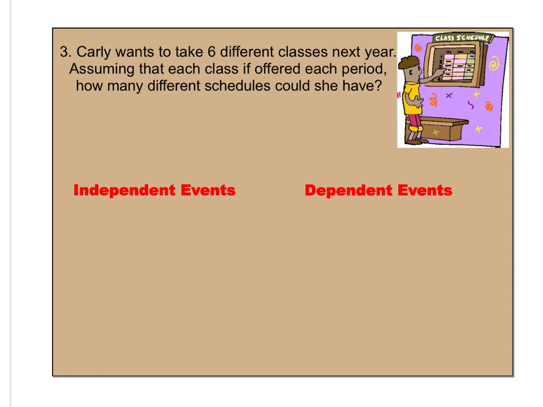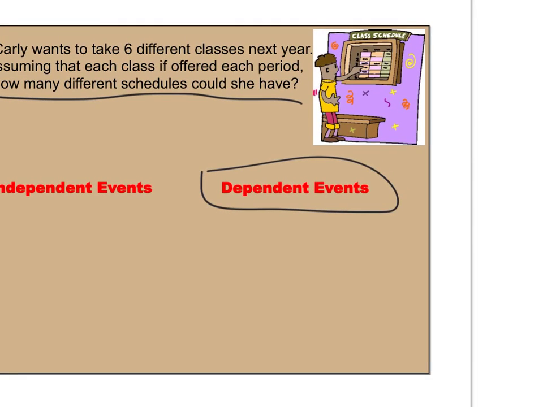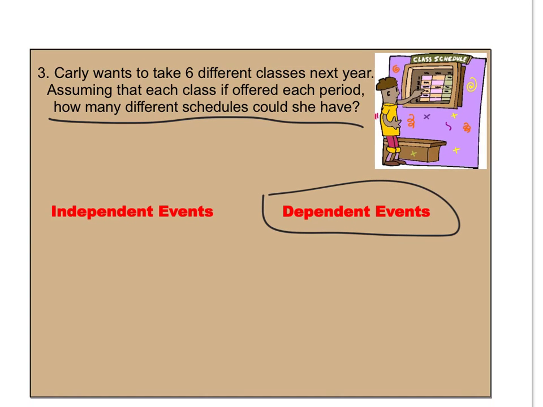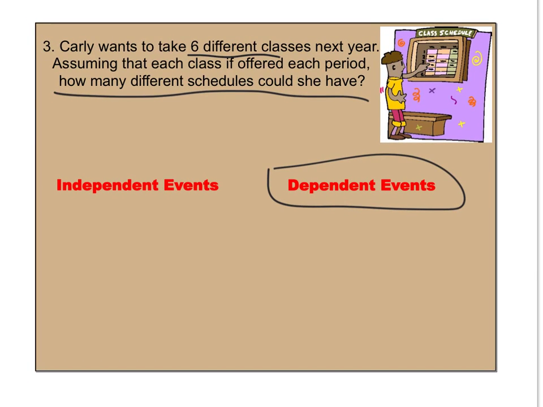Now, Carly wants to take 6 different classes next year, assuming that each class is offered each period. How many different schedules could she have? Now, this one is going to be dependent, and I'll tell you why. Because depending on which class is where is going to determine what her schedule looks like. Here's another way to say that: you have 6 different classes next year.